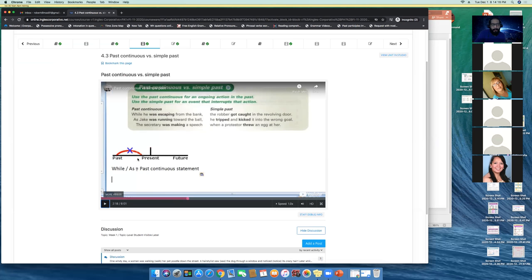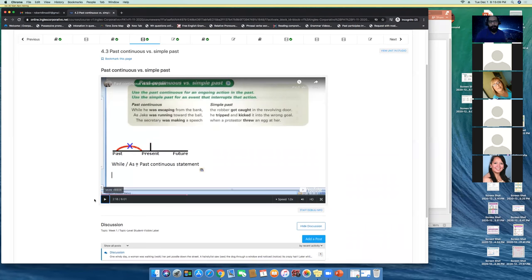The explanation continues, and you could use these in different sentences to explain what was going on. One of the explanations is there is a guy named Jake, and he was running. The minute you say was running, you are already talking about the past. He was running to a point when all of a sudden he tripped. The sentence tells you, as Jake was running toward the ball, he tripped and he kicked it into the wrong goal. So it all happened in the past. However, he was moving in the past to a certain point, but he never got there. That's another point you could explain.